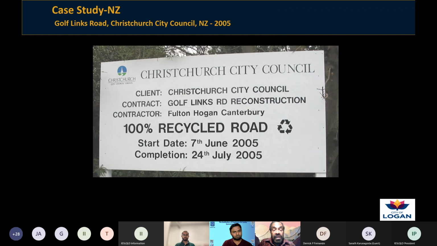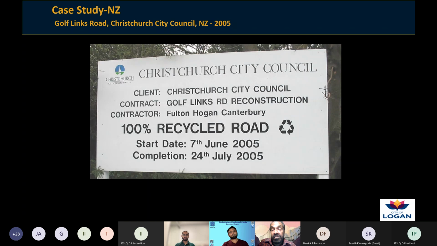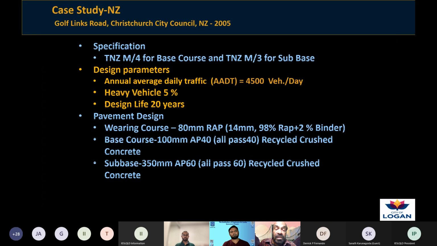Case study New Zealand. Again, New Zealand built a road in 2005, and the whole road was done using recycled material. The sub base is recycled concrete, all passing AP60, that means 60 millimeter downwards, and 100 millimeter thick, all passing 40. On top of that, they had an 80 millimeter wearing course, that means 14 millimeter thick wrap, 48% of wrap plus 2% bind. Then design lives and everything else are given here. This is just an example.